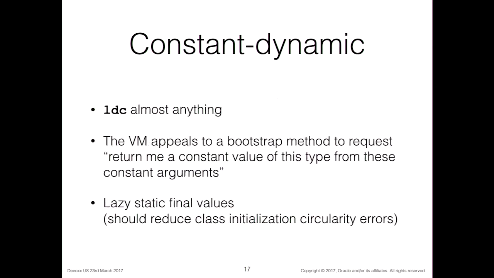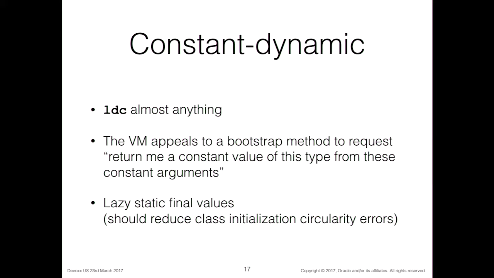So it's an experimental mechanism. The idea is you should be able to LDC, that's a bytecode for loading a constant, LDC almost anything. And the VM appeals to a bootstrap method to say, what are you going to return to me, essentially, from some constant arguments? Like Indy has a bunch of constant arguments you pass to it, constant dynamic has a bunch of constant arguments. And effectively, these are like lazy static finals. And this is interesting to us inside the JDK because we have circularity issues. I'm wondering if we can use this to break the circularity chain or the cycle, so that when you need something, you don't have to put it in a static initializer.